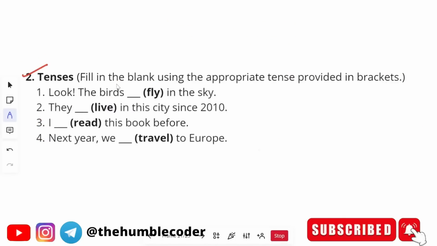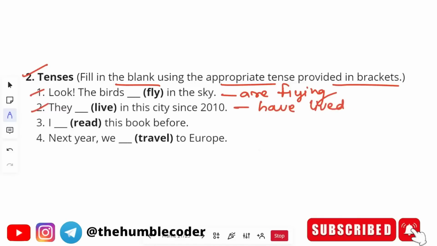In this question, the instruction is fill in the blank using the appropriate tense provided in the brackets. The first sentence that we have is look, the birds dash in the sky. The answer for this is going to be look, the birds are flying in the sky. Next up that we have is that they dash in the city since 2010. So the answer will be they have lived in this city since 2010. Next up that we have is I dash this book before. So the answer for this will be I have read the book before. Next year we dash to Europe. So the answer will be next year we will travel to Europe.